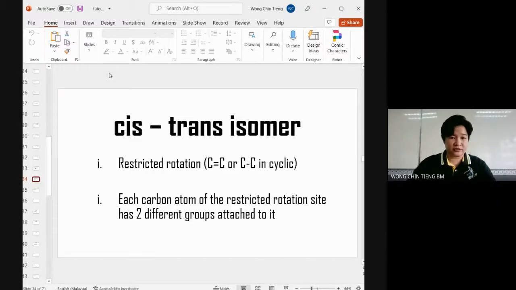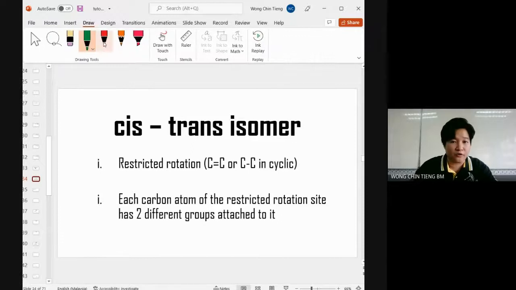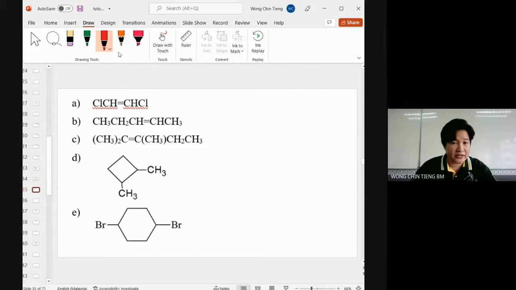Okay, we are going through your cis-trans. We stop a bit on the cis-trans and I show you how to draw for the cyclic and also the straight chain for the cis-trans. Any question that you cannot do from your tutorial over here?